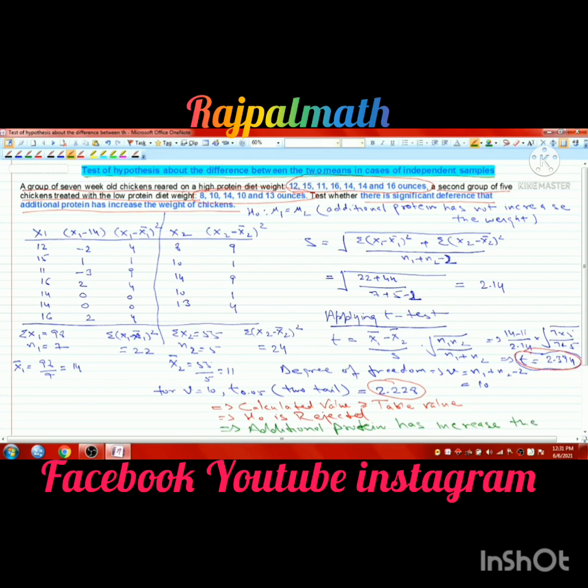First one was by SPSS, now by pen and paper. Additional protein has increased the weight. So this is our final analysis by SPSS and pen and paper.